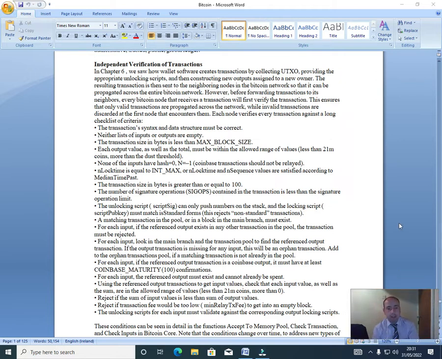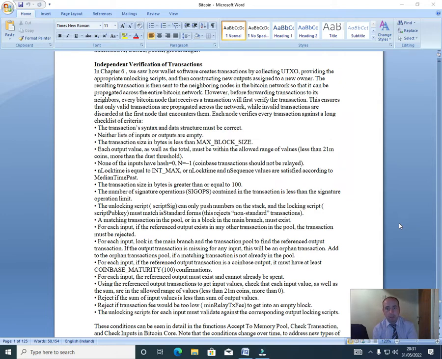Independent verification of transactions. In chapter 6 we saw how wallet software creates transactions by collecting UTXO, providing the appropriate unlocking scripts, and then constructing new outputs assigned to a new owner. The resulting transaction is then sent to the neighboring nodes in the Bitcoin network so that it can be propagated across the entire Bitcoin network.